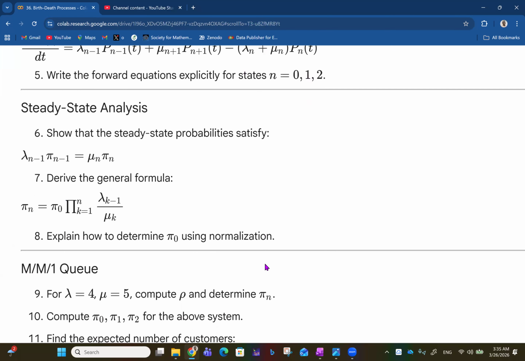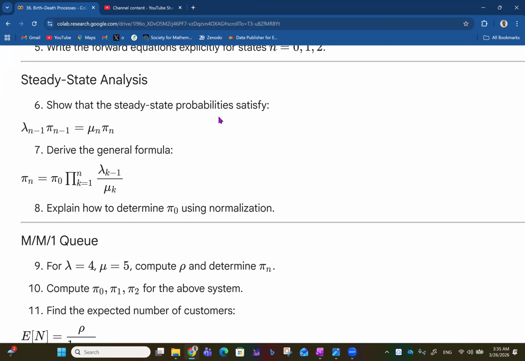Then you have the steady state analysis. Show that the steady state probability satisfies lambda pi equals mu pi, like that. Then derive the general formula of this. Explain how to determine pi not using normalization.